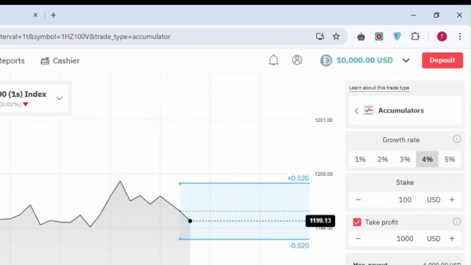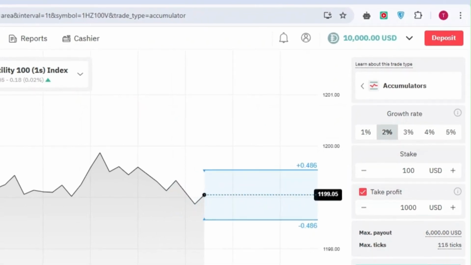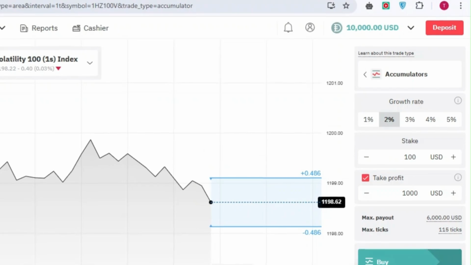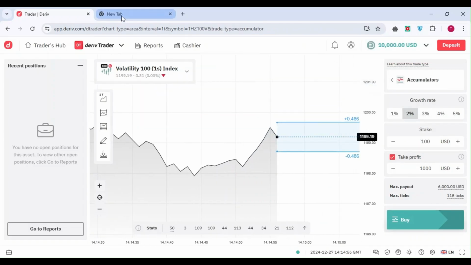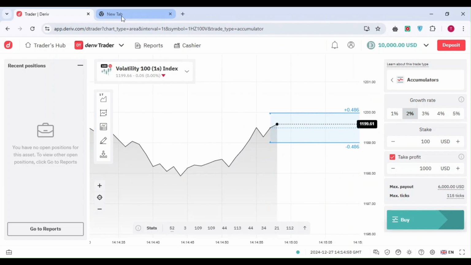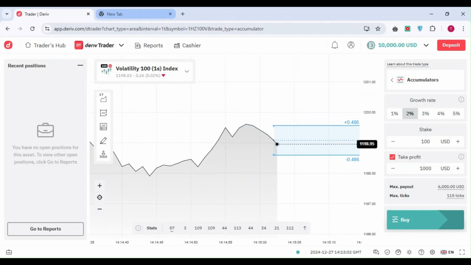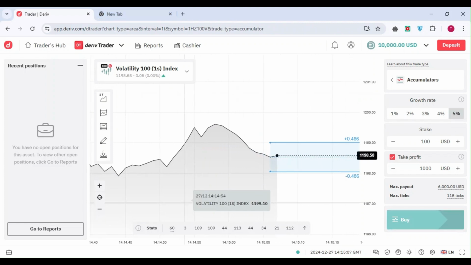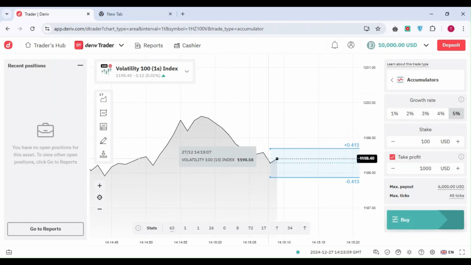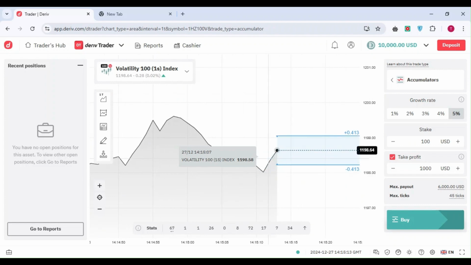I know some of you are wondering, how does the growth rate affect how your account is going to grow? This is where I need you to listen closely. If you have $100 and you put a growth rate of 5, that means after one tick, it will have grown by $5, because $5 is 5% of 100.